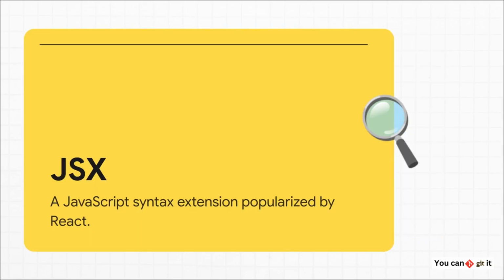Now, you might have looked at that code and thought, wait a second, that looks like HTML just mixed right into JavaScript. And you'd be totally right. That's a special syntax called JSX, and it's one of React's superpowers. It lets you keep the visual structure and the logic that controls it all together in one place, which makes your code so much cleaner and easier to figure out.